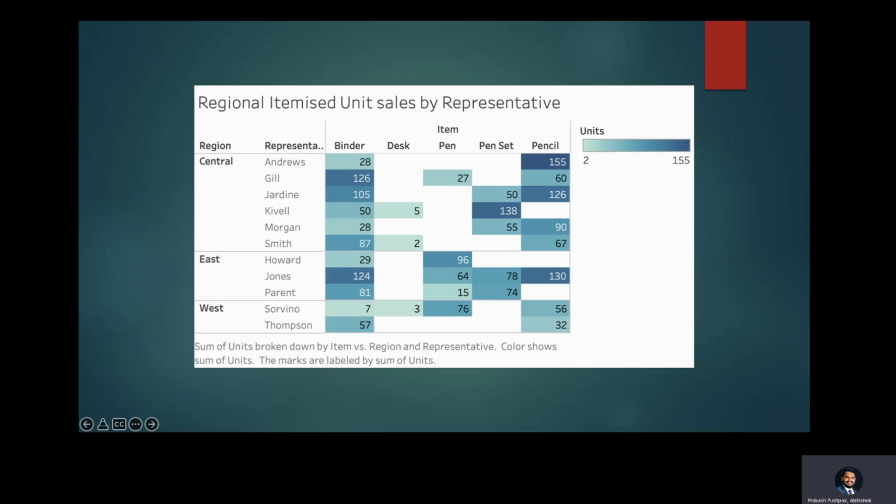And in the East region, the highest is again Jones. He sold the highest number of pencils, and the lowest is again Parent. He sold 15 pens. And in the West region, the highest is pen again, 76, by Sorvino, and the lowest is desk by Sorvino again.